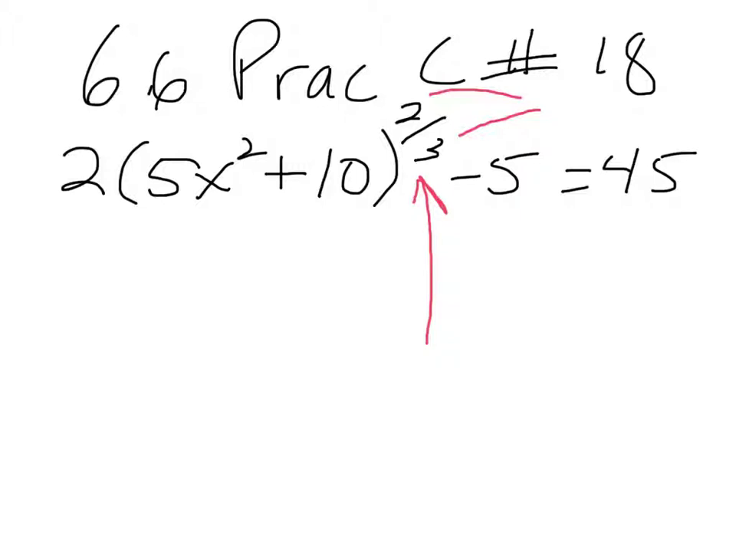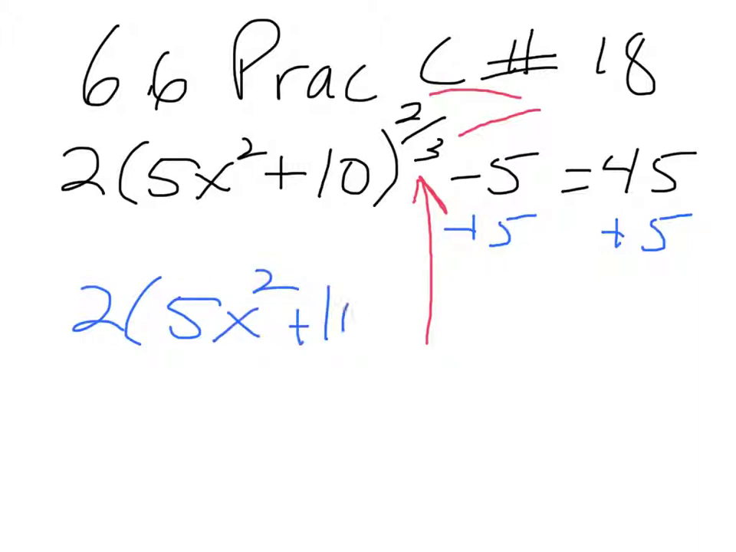So I'm going to do what I can to isolate my radical on one side of the equation. Now I'm going to start by adding 5 to both sides. I mean, I could have divided by 2, but if I add 5, then I'm going to have fewer fractions. So now I have 2 times (5x squared plus 10) to the 2/3 power is equal to 50.